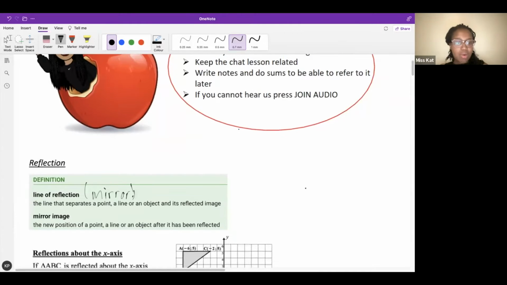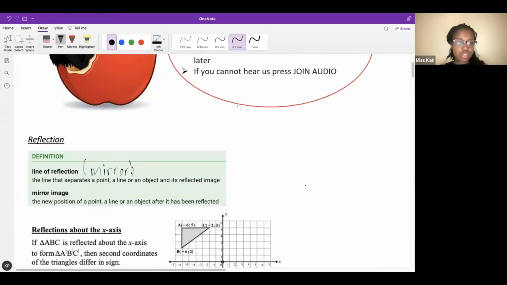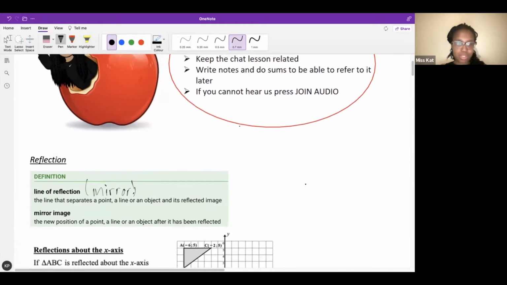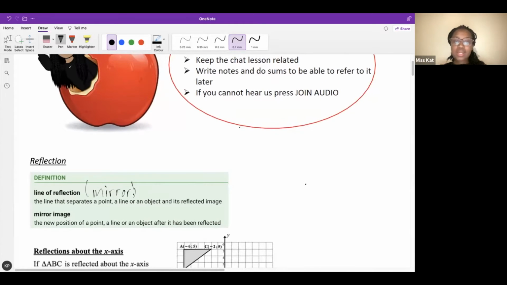So these are definitions. The line of reflection is the line that separates a point and its reflected image. Think about if you stand in front of a mirror, it looks like your reflection is the same distance from the mirror. If you move closer, your reflection moves closer, and if you move further back, your reflection looks like it's further away. That's how it works.